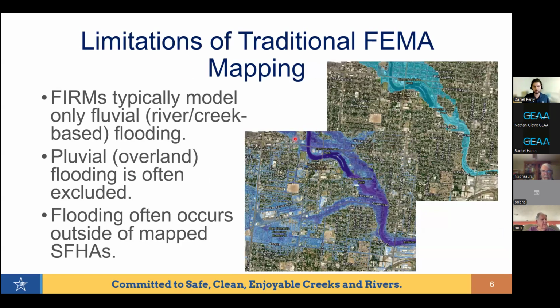So while FIRMs are useful for showing risk from river and stream flooding, which we will call fluvial flooding, or flooding from channels and rivers, they don't really show risk from pluvial sources. So overland flooding, urban flooding caused directly from heavy rainfall and runoff that doesn't actually follow natural river channels. This type of flooding is often not included in the FIRMs.